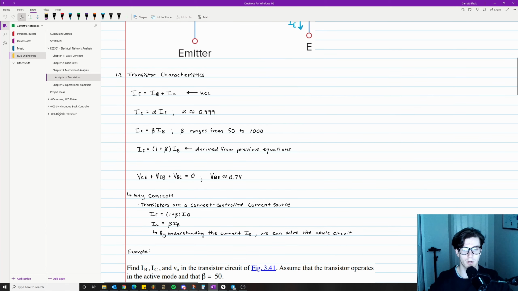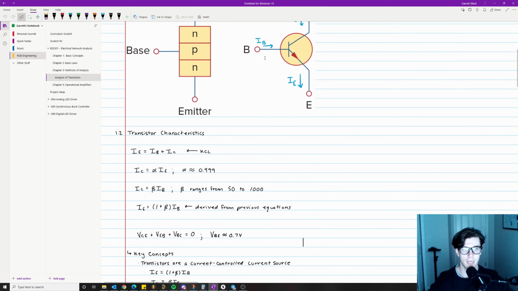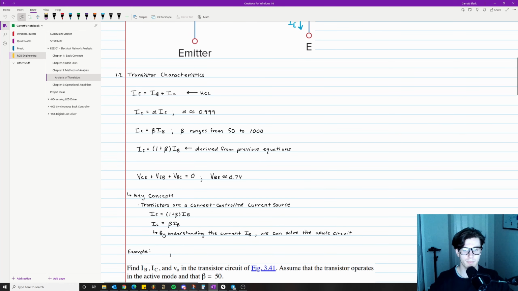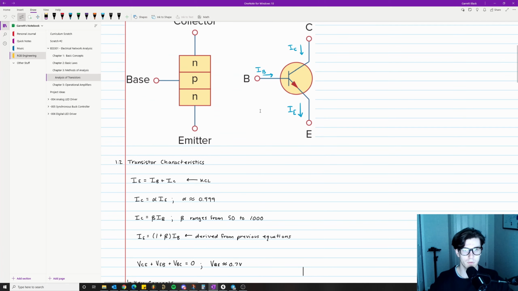Okay, so let's do a review of some key concepts here. Transistors are a current controlled current source. Hopefully this makes sense, because the current going into the base directly controls the current flowing into the collector and out of the emitter, which are these two equations we just mentioned. Then I have a note here: by understanding current IB, we can solve the entire circuit. So solving for the current flowing into the base pin is the key to solving every transistor related circuit. If you can figure out IB, you can solve the rest of the circuit, no problem.